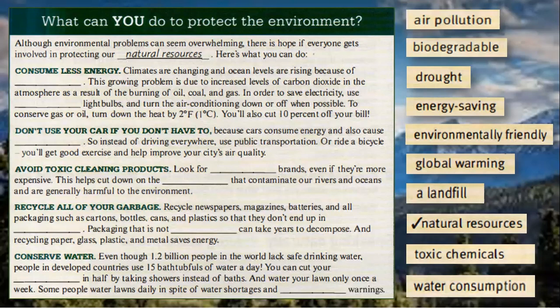energy saving light bulbs and turn the air conditioning down when possible. To conserve gas or oil, turn down the heat by, how do you say that, 2 degrees Fahrenheit. And you also cut 10% of your bill. Excellent, very good. Vanessa?